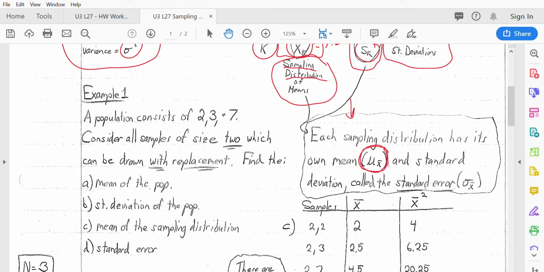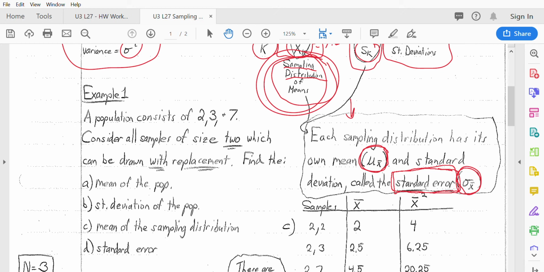And if I can take the mean of that sampling distribution, I can also take the standard deviation of that sampling distribution, that collection of numbers. But then it's not called the standard deviation anymore. It has its own name. It's called the standard error, and it's notated by sigma sub x bar, the standard deviation of the sampling distribution of means. Now, this all sounds very confusing and complex.